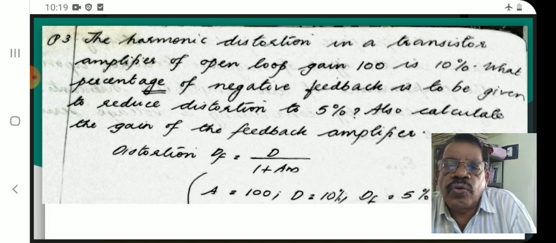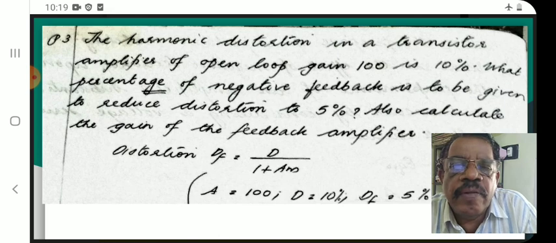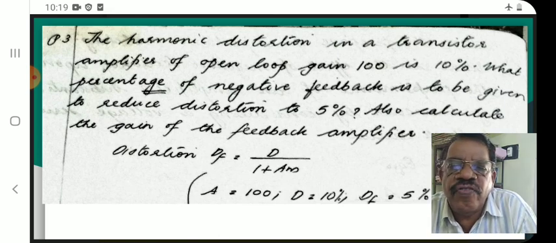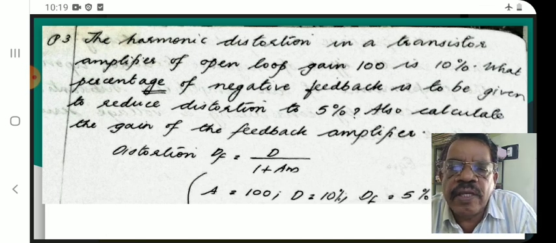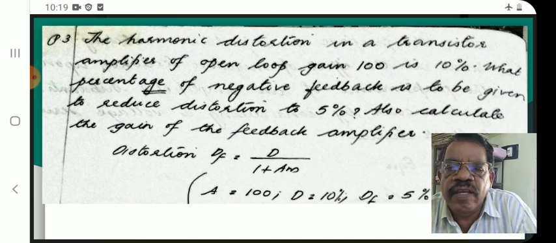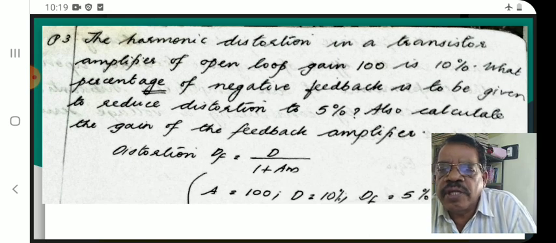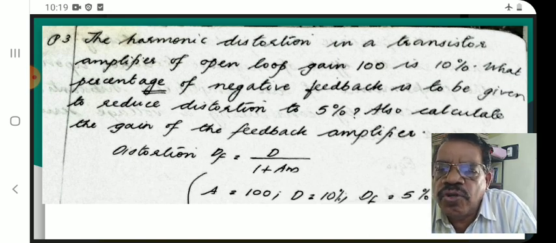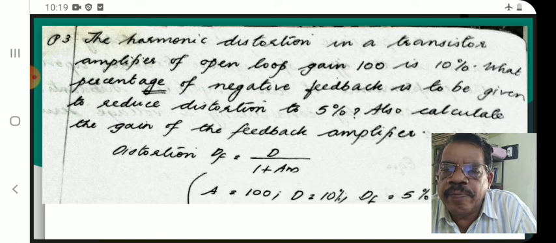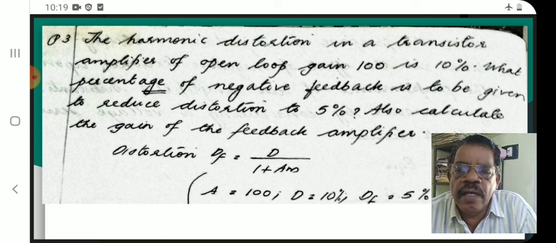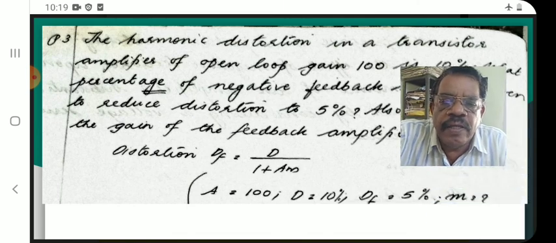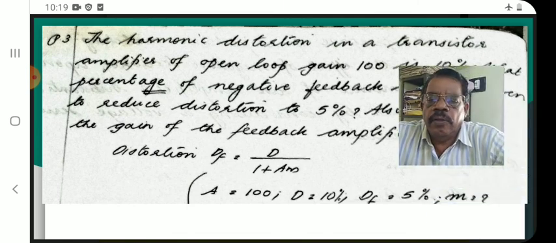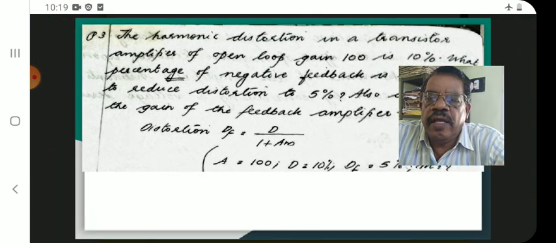The harmonic distortion in a transistor amplifier of open loop gain 100 is 10%. What percentage of negative feedback is to be given to reduce distortion to 5%. Also calculate the gain of the feedback amplifier. Distortion DF is D by 1 plus AM. A is 100, D is 10%, and DF is 5%. We have to find M. So the distortion voltage equation is written here.